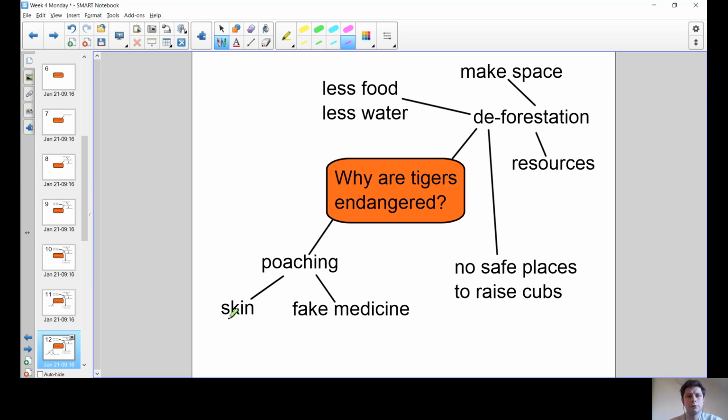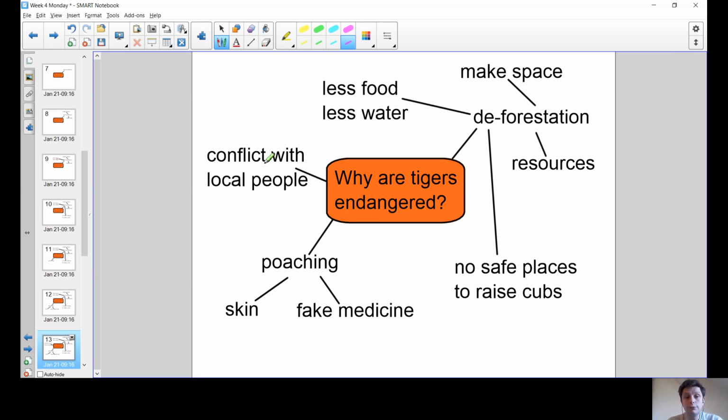Some people like to have a tiger skin because they think it's a beautiful thing. And we saw a picture of that, I think, in one of the guided reading books. And they can also sell parts of the tiger as medicine. But I put here fake medicine because it doesn't really help people. It's fake medicine. So there's two reasons people might poach tigers. And obviously, being hunted is very bad if you are a tiger.